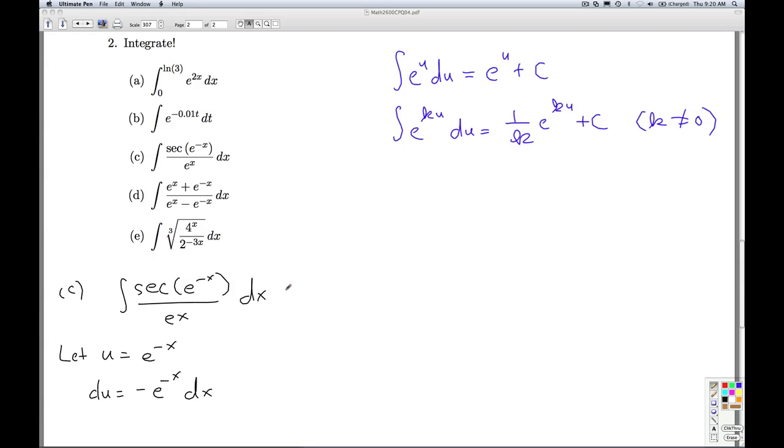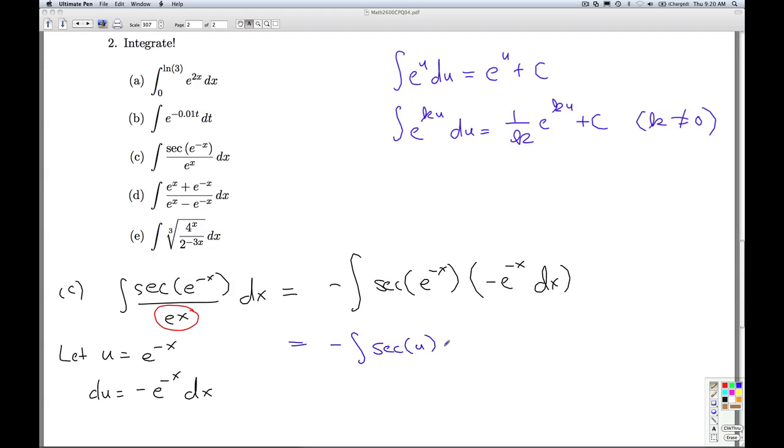Now the negative I can take care of by putting a negative out front. But what am I going to do about this e to the negative x? Well, I'm going to use properties of exponents to help me. This e to the x hanging out in the denominator, I can bring that up as e to the negative x. So I can rewrite my integrand as secant of e to the negative x times negative e to the negative x dx, where the negative here is because of the negative out front. And so now I can convert this to the land of u. In the land of u, this is negative secant of u du.